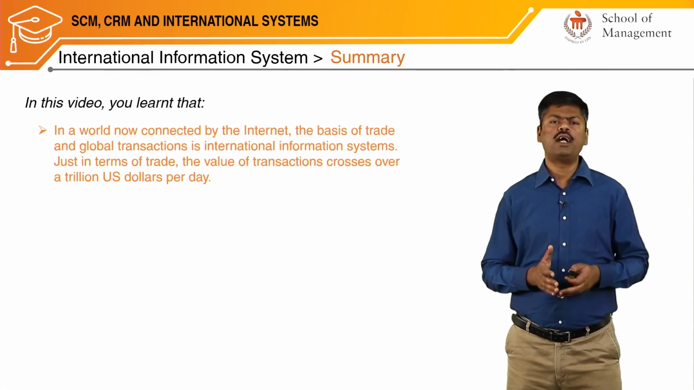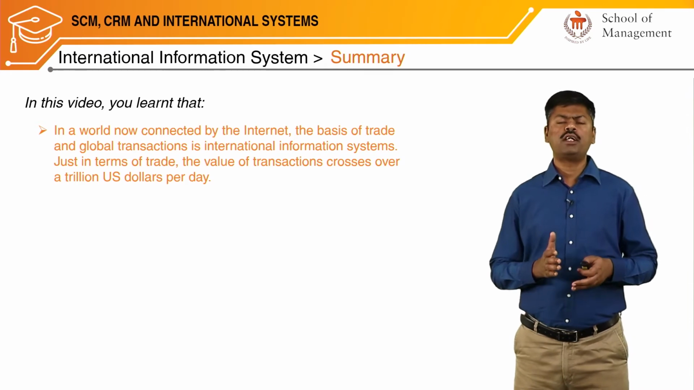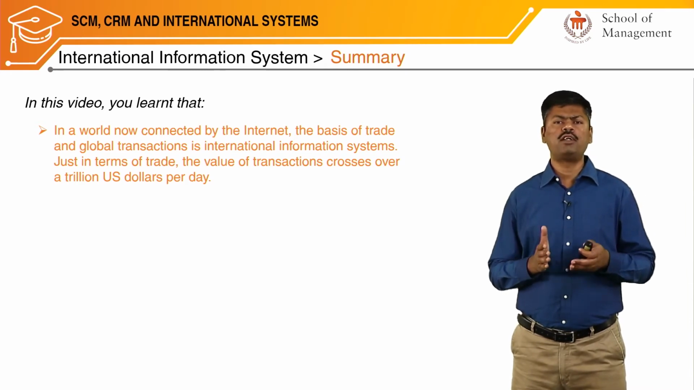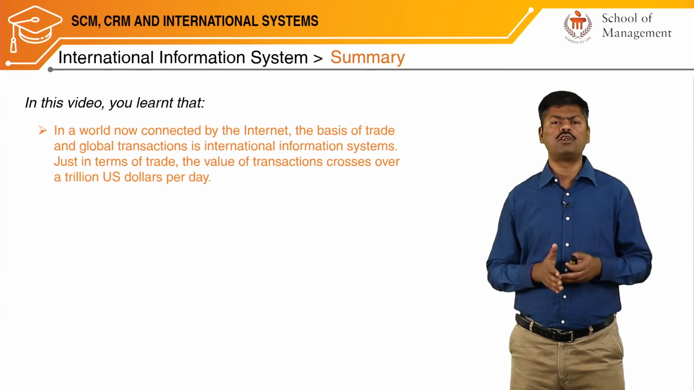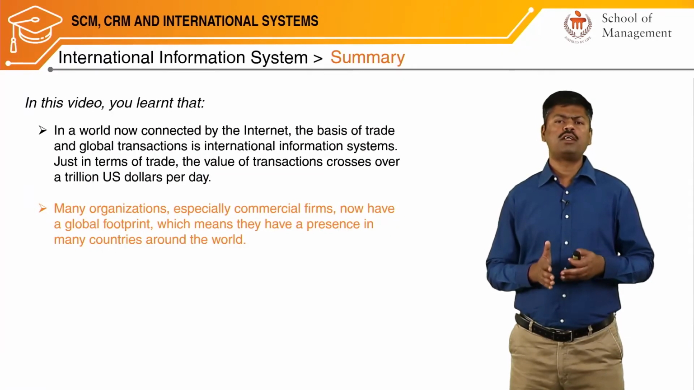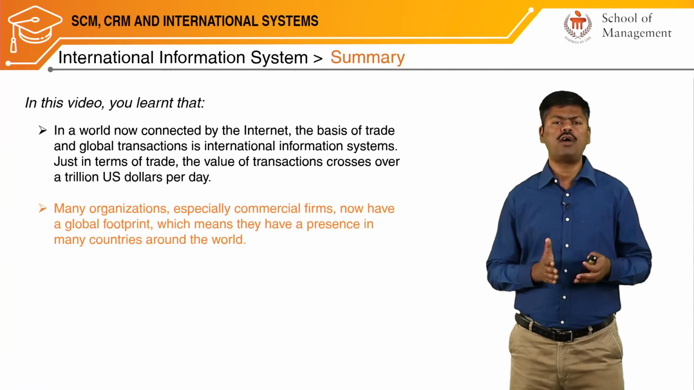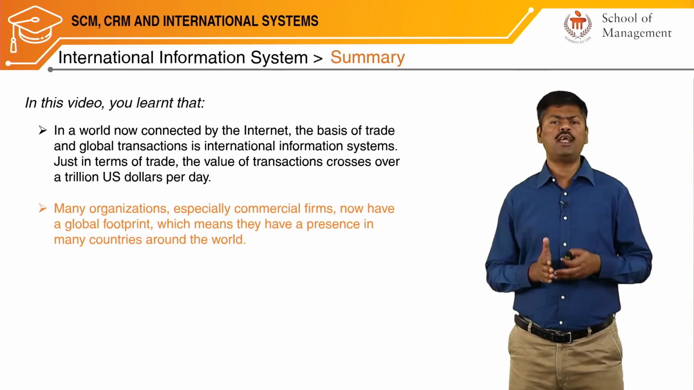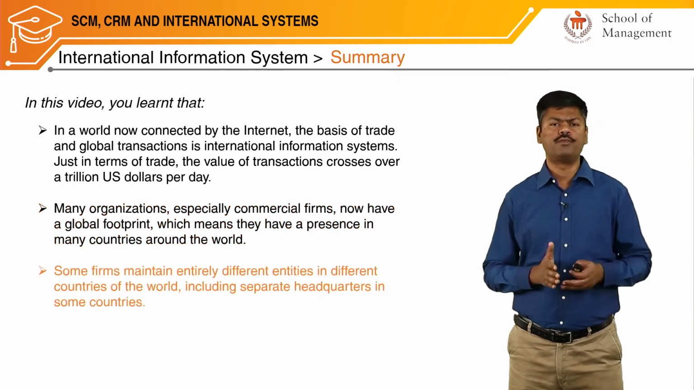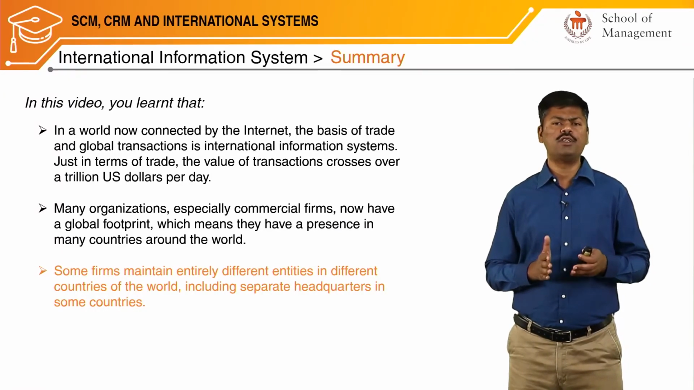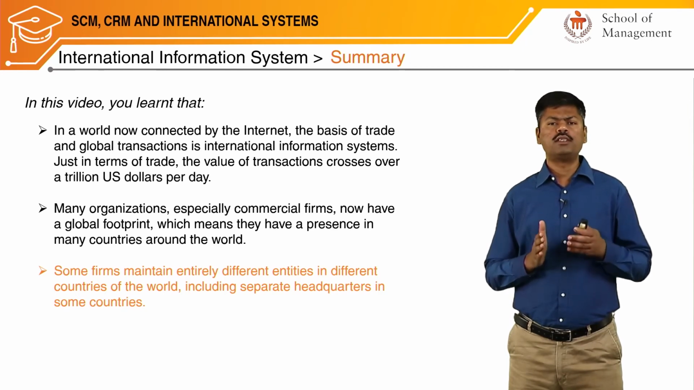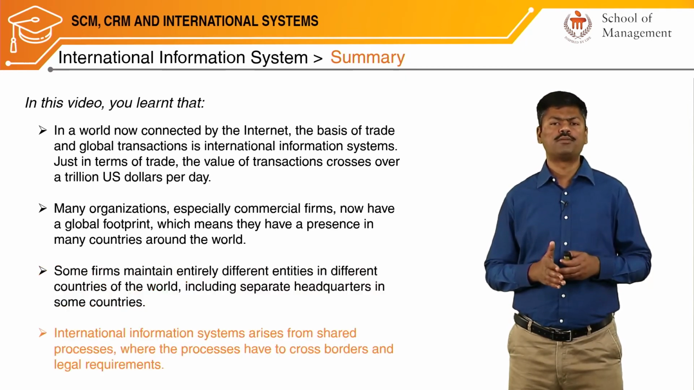In this video, you learned that in a world now connected by the internet, the basis of trade and global transactions is international information systems. Just in terms of trade, the value of transactions crosses over $1 trillion per day. Many organizations, especially commercial firms, now have a global footprint, which means they have a presence in many countries around the world. Some firms maintain entirely different entities in different countries, including separate headquarters in some countries.